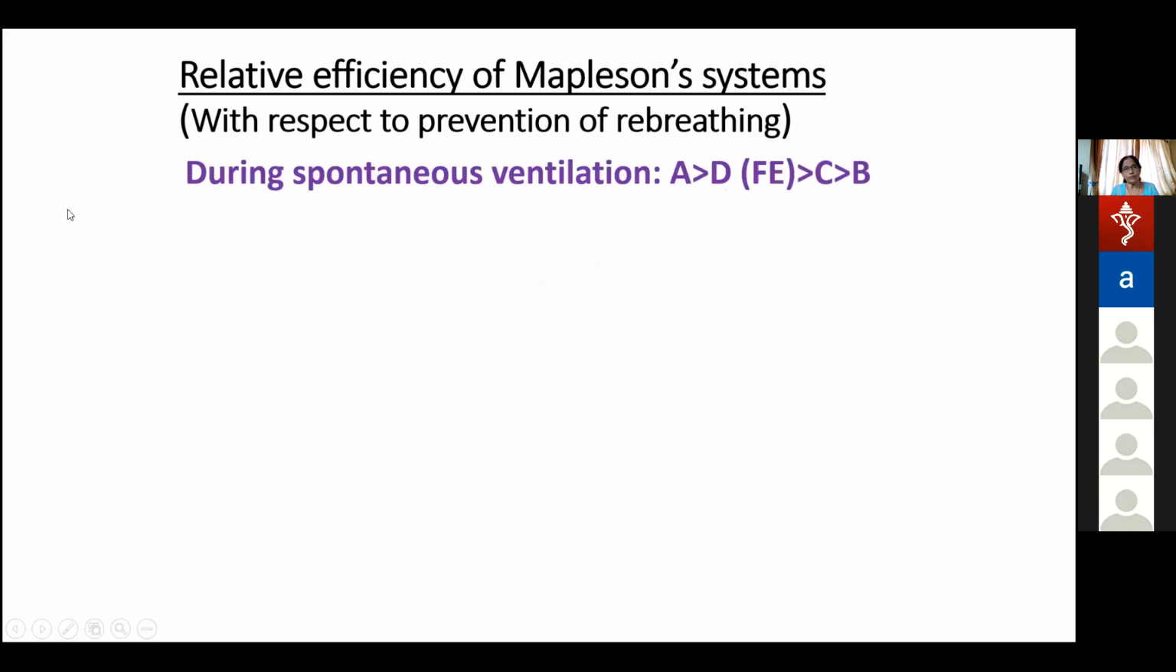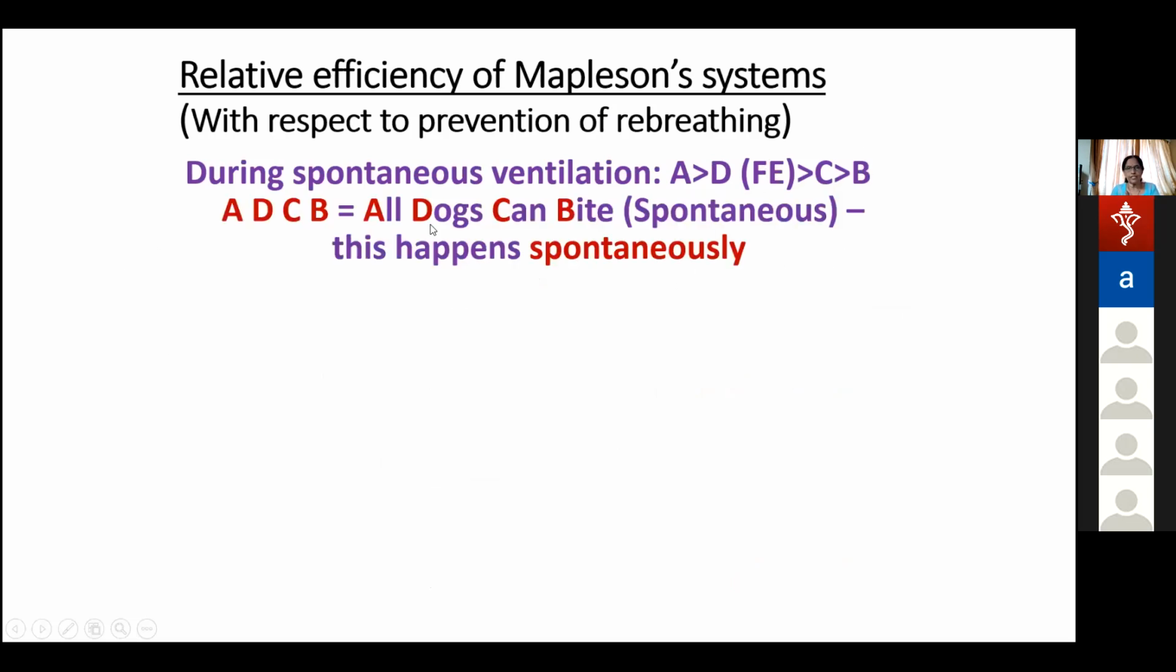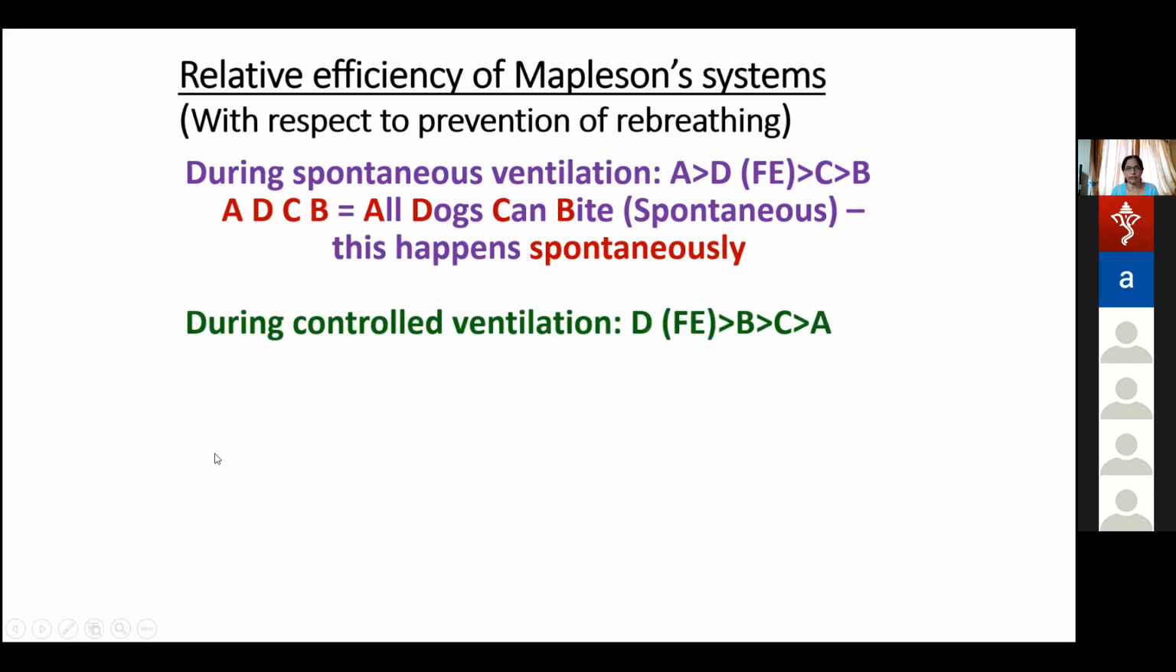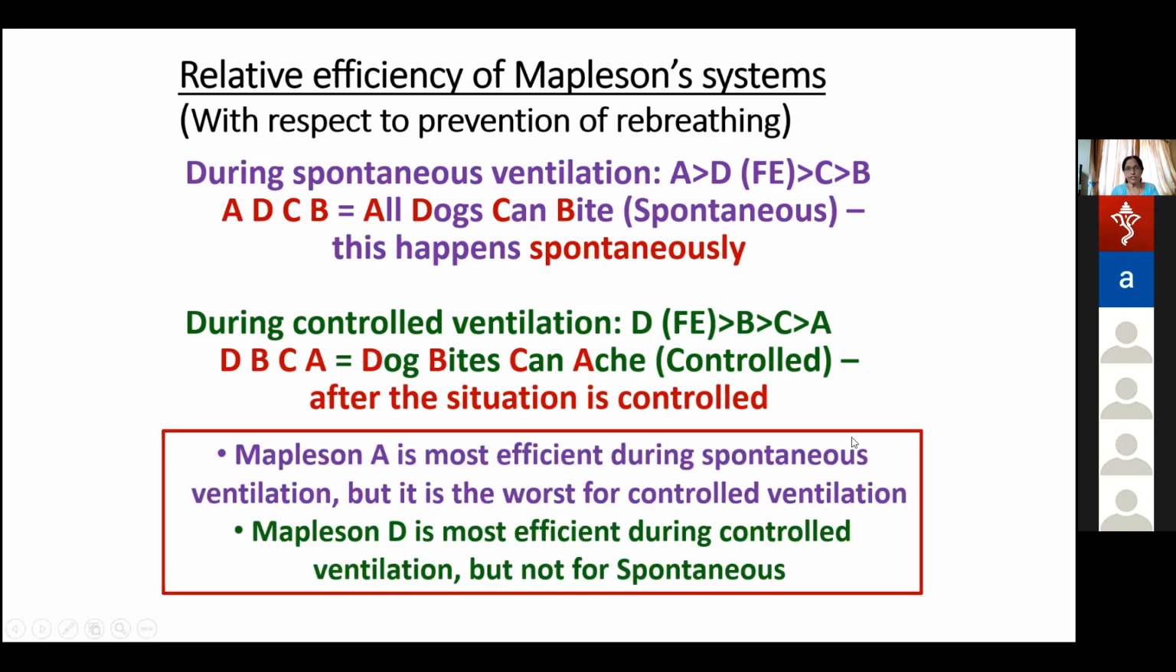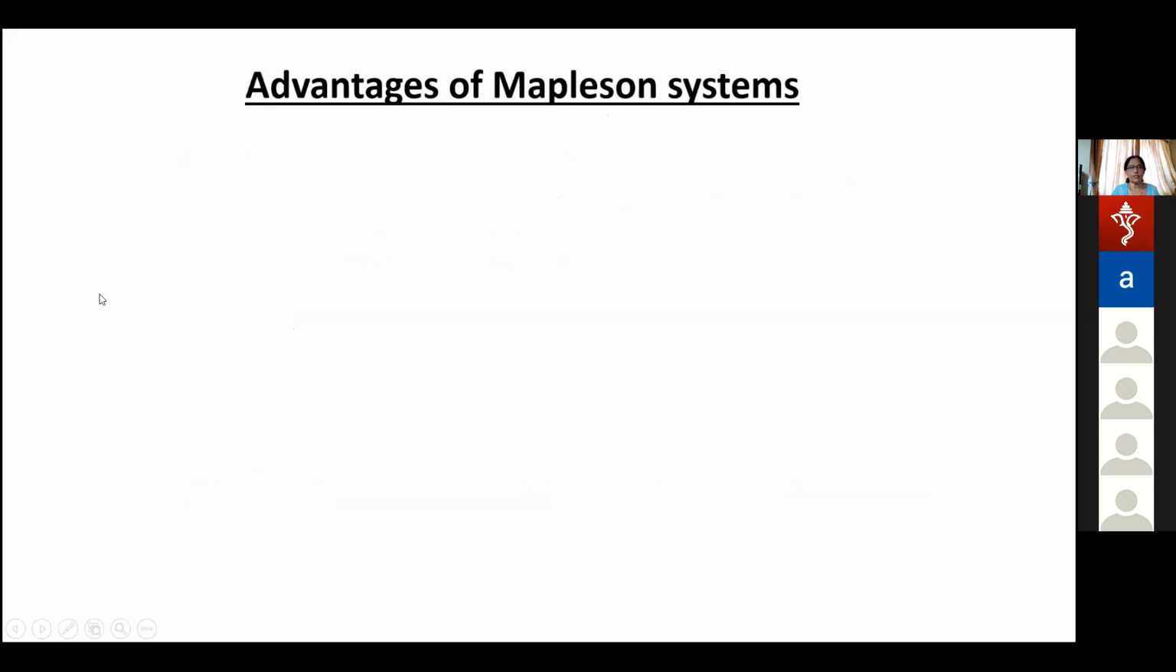Now, relative merit, how do you remember? During spontaneous ventilation, A is most efficient, B is worst. So A, D, F, E, C, B. It is remembered as: all dogs can bite spontaneously. This is the merit. For controlled ventilation, dog bites can ache after the situation is controlled. So this is how you remember the merit of the Mapleson systems. Mapleson A is most efficient during spontaneous, but worst for control. And D is most efficient during control, but not for spontaneous. So these are your Mapleson systems.